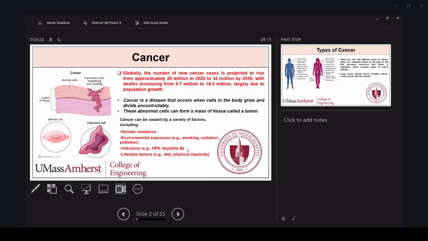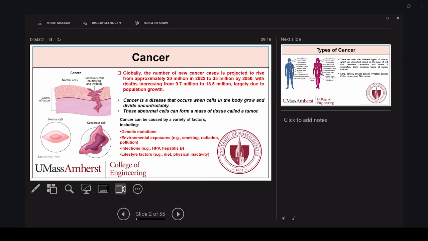So what is cancer? Cancer is nothing but a disease, or you can also call it a disorder, of aberrant growth of cells that occurs when the cells in the body grow and divide uncontrollably. As you see in the image, I have shown the differentiation of the normal cells and the cancerous cells. You can see the clear difference between the structural or morphological characteristics of the normal cell and the cancerous cell. From this image itself, you can clearly say that there is something wrong with the cellular functions, right?